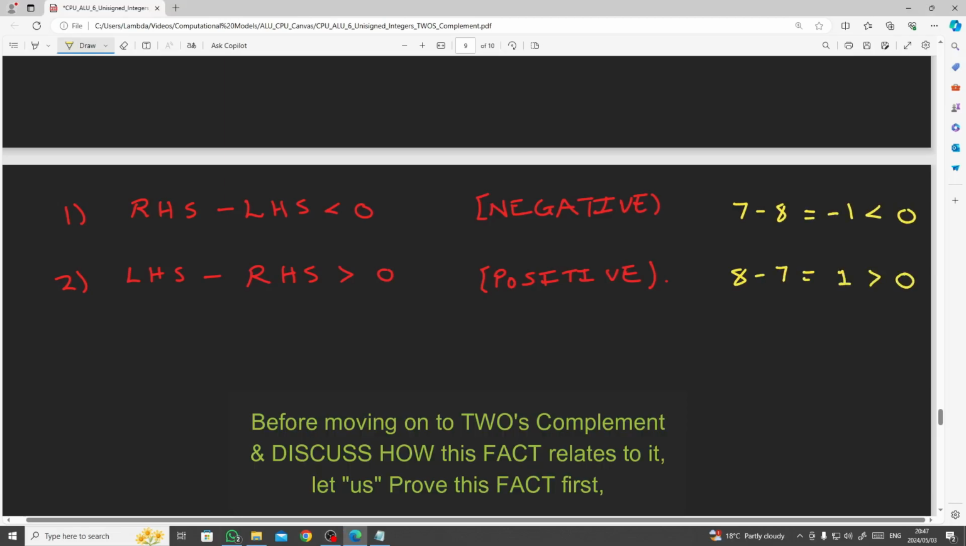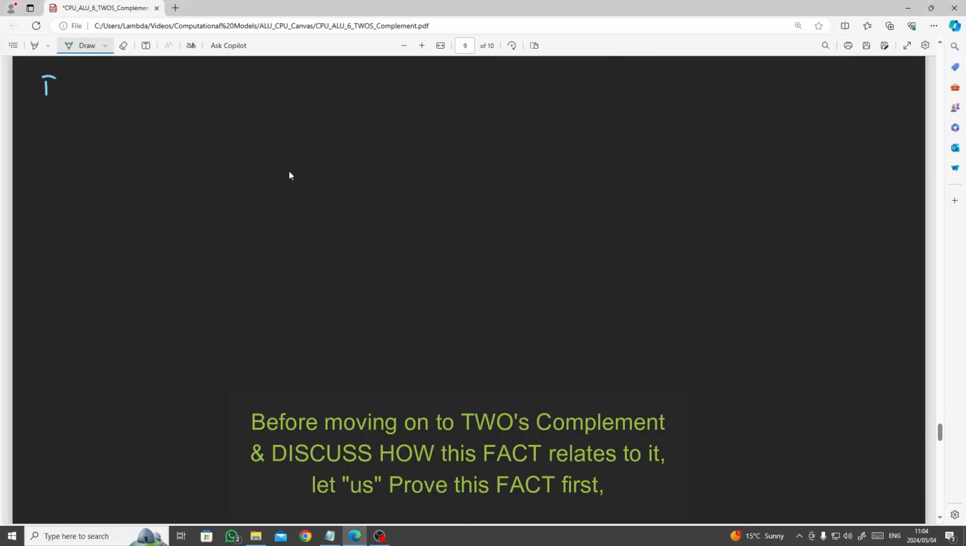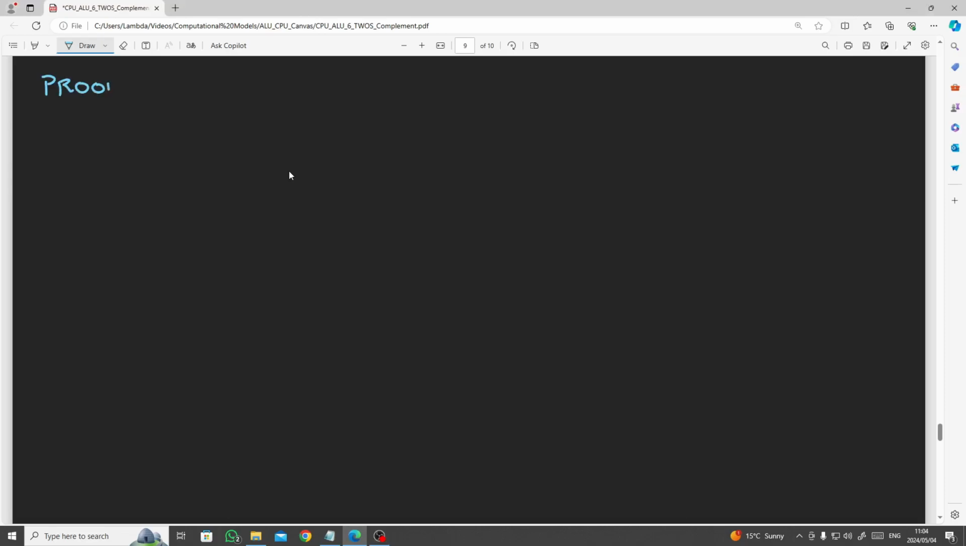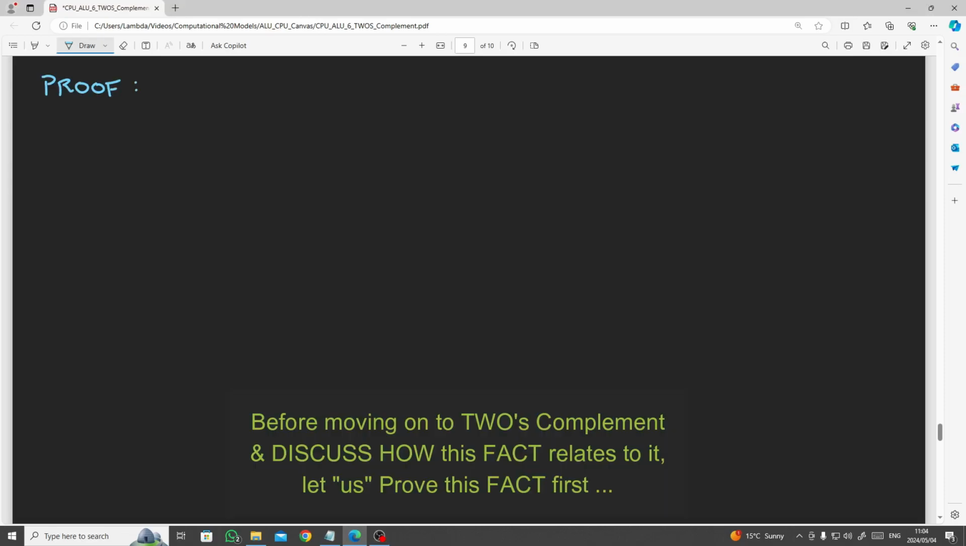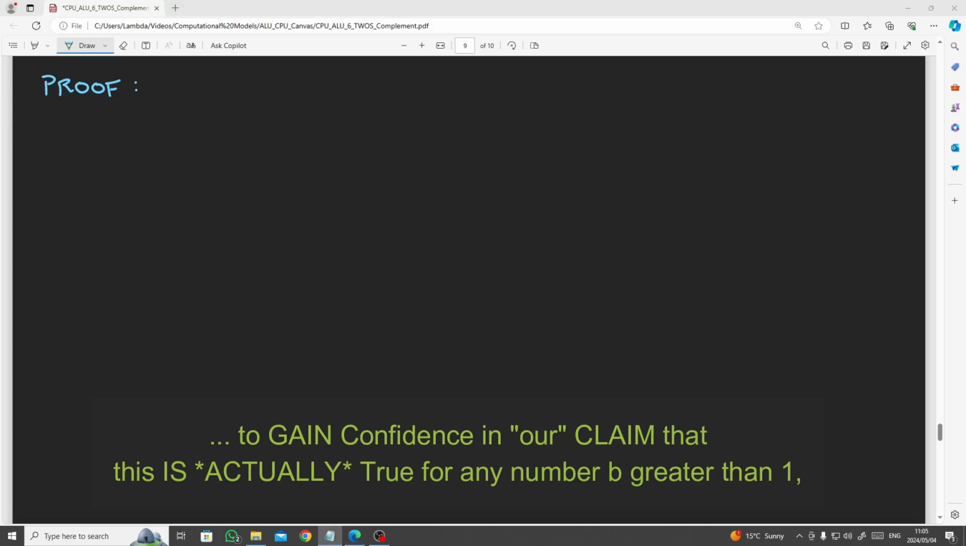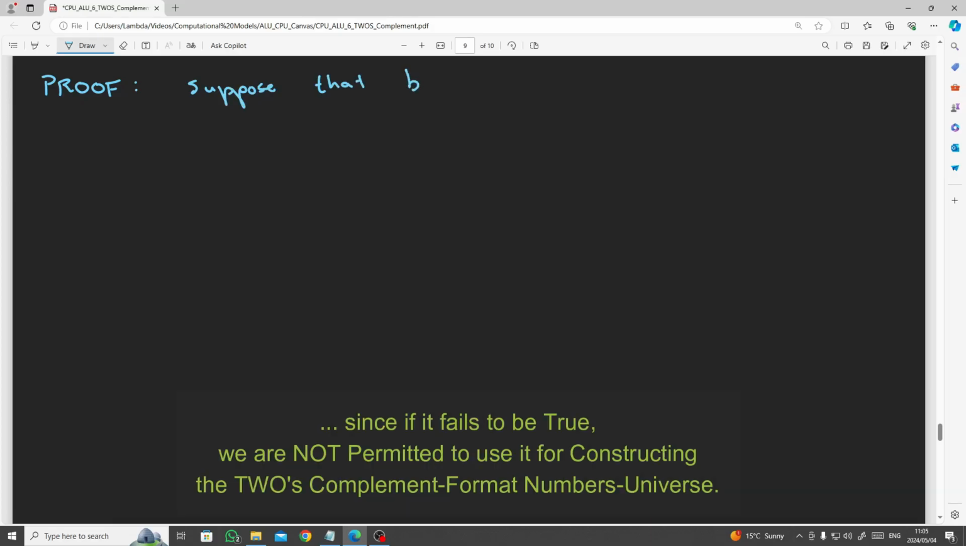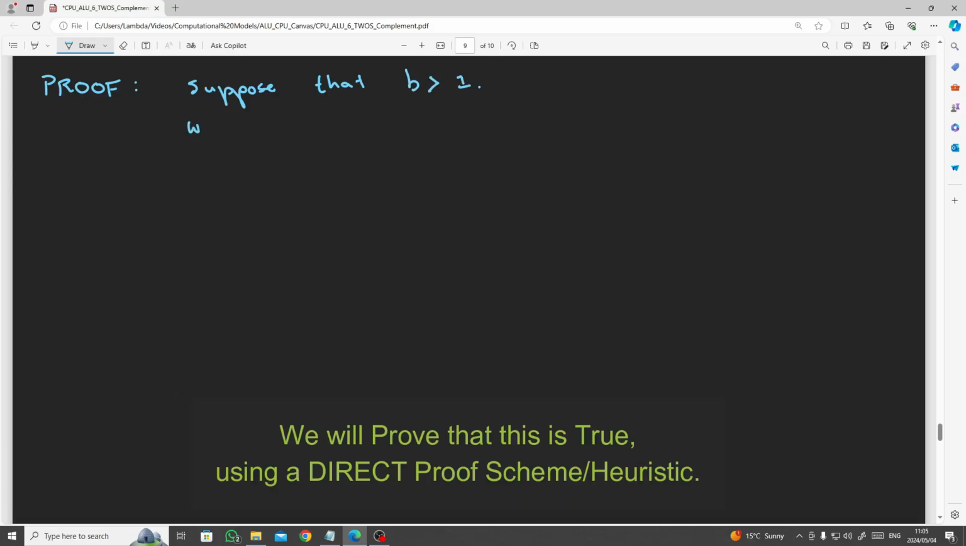Before moving on to 2's complement and discussing how this fact relates to it, let us prove this fact first to gain confidence in our claim that this is actually true for any number b greater than 1. Since if it fails to be true, we are not permitted to use it for constructing the 2's complement format number universe. We will prove that this is true using a direct proof scheme or heuristic.